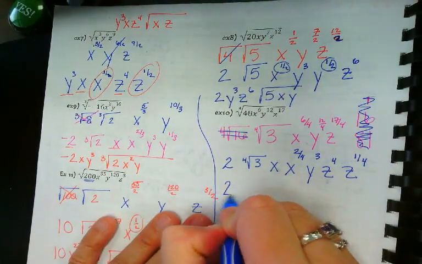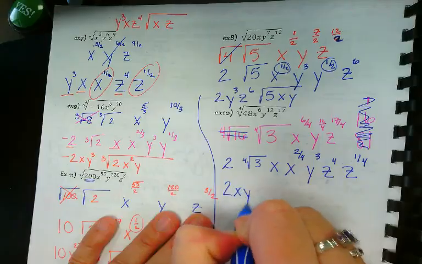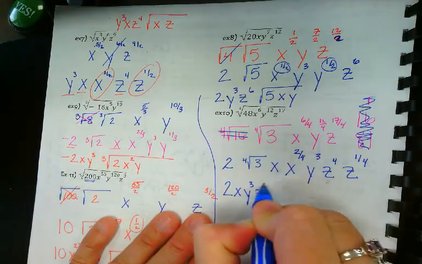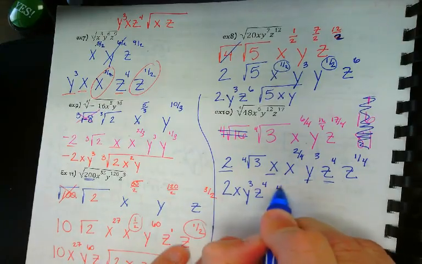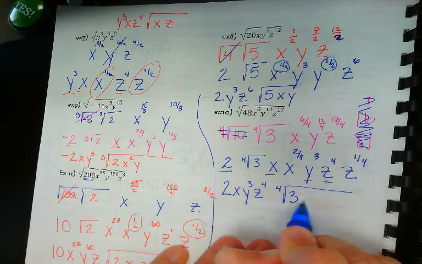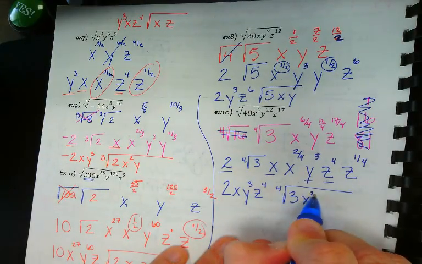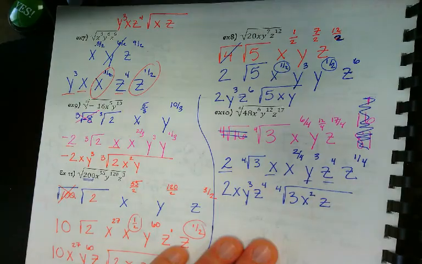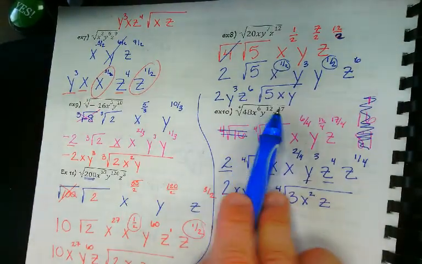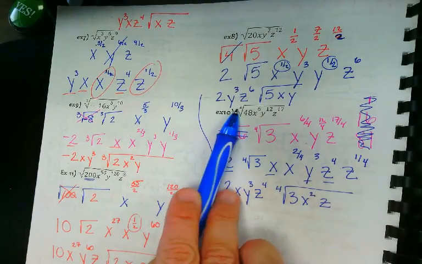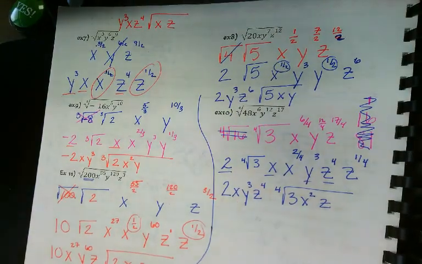So I'm going to have the 2, the x, the y cubed, and the z to the 4th. Those are all the nice ones. And then inside the 4th root, I'll have a 3, x squared, and a z. Right, all inside the 4th root. So the number inside here has to be smaller than the index outside as we're going through.